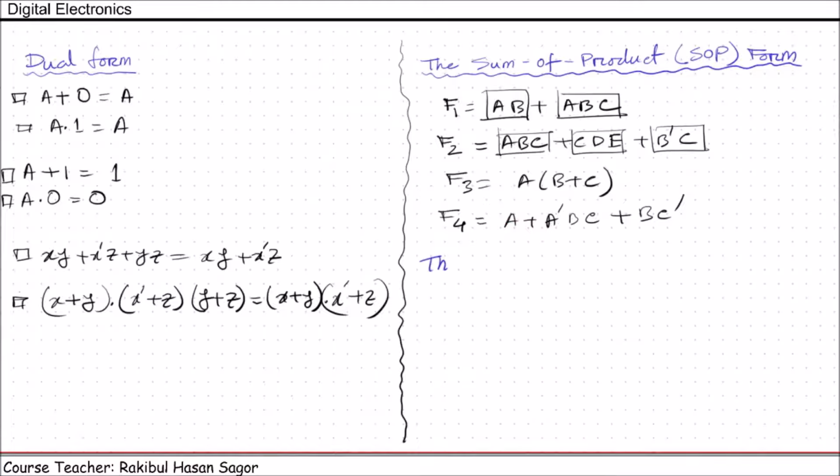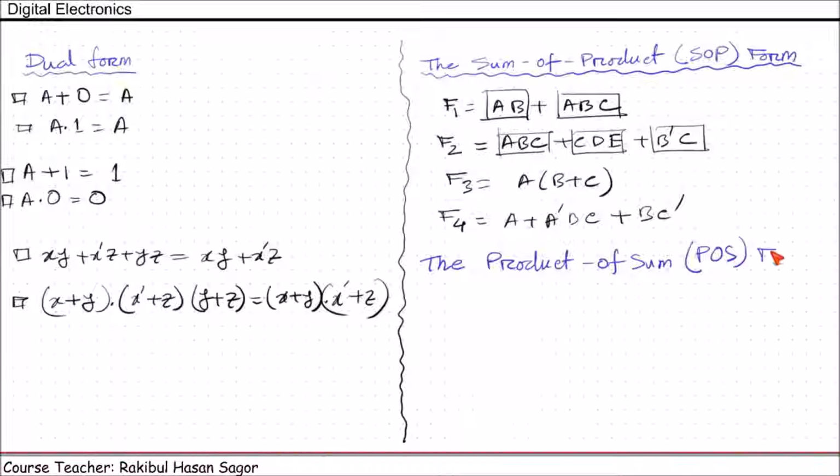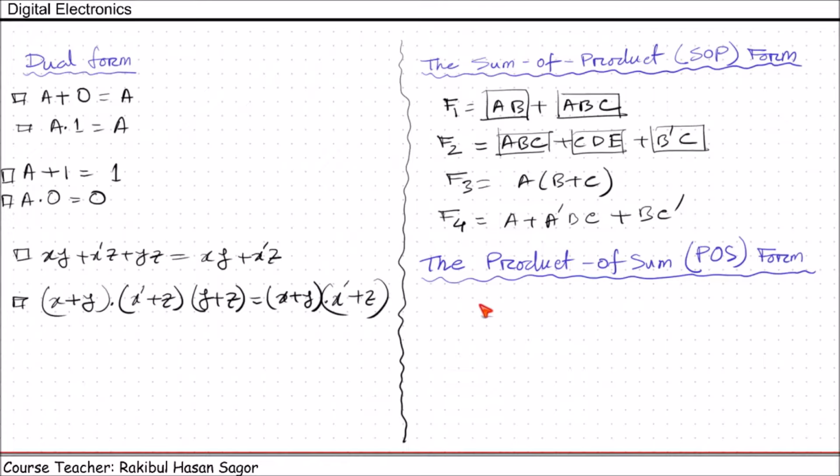Next, we'll discuss the product of sum form. Product of sum, which is abbreviated as POS form. When two or more sum terms are multiplied, the resulting expression is called product of sum or POS form. Let me show you some examples. Suppose f1 equal to a prime plus b into a plus b prime plus c. This is one sum form, this is one sum form, and combinedly they are ANDed.